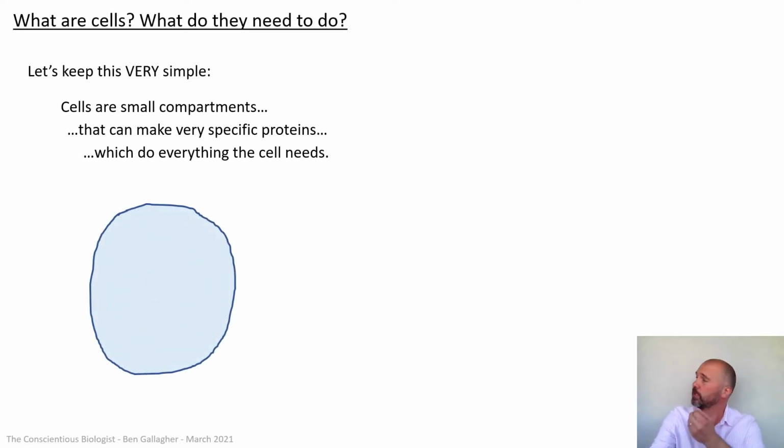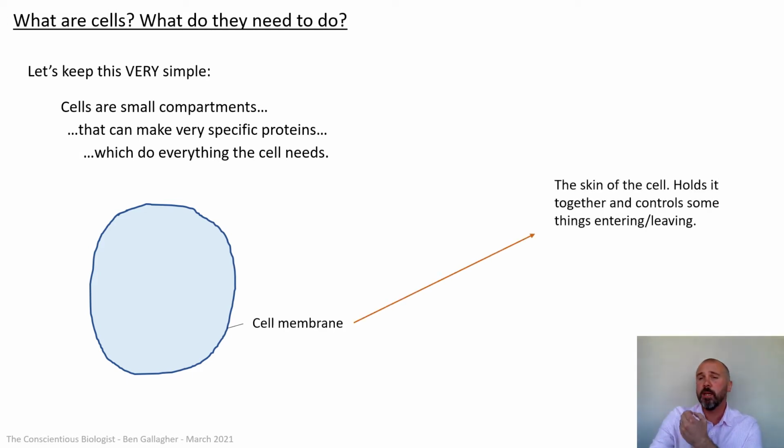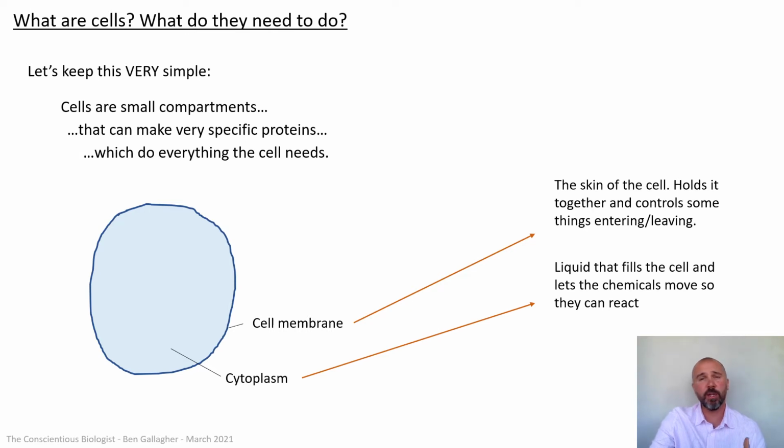So to have a cell, you need two structural features. We've got the membrane and we've got the cytoplasm. The membrane's the skin, it holds it together. It controls some things entering and leaving, which we should have seen in the membranes lessons, which you should have already watched. And you've got the cytoplasm, which is just a liquid. It fills the cell to allow everything to float about and interact so you can get the chemical reactions and interactions that you need.